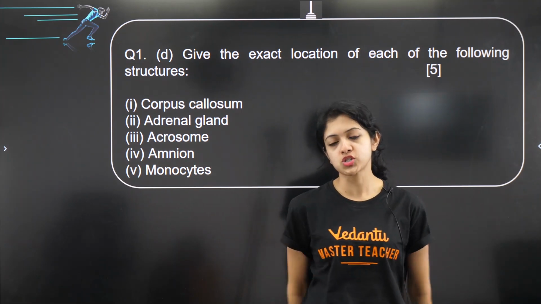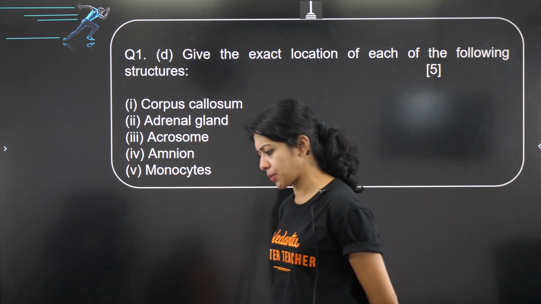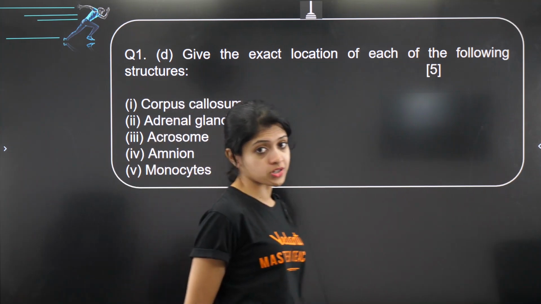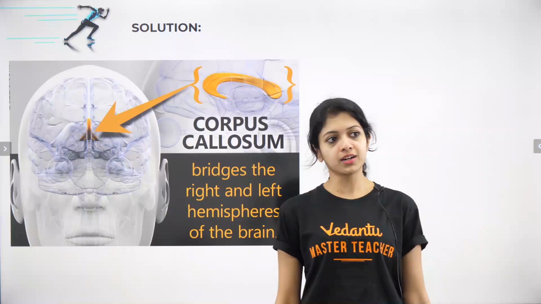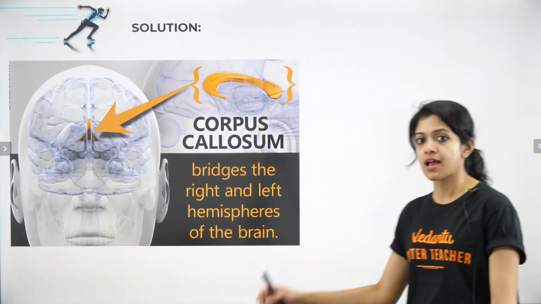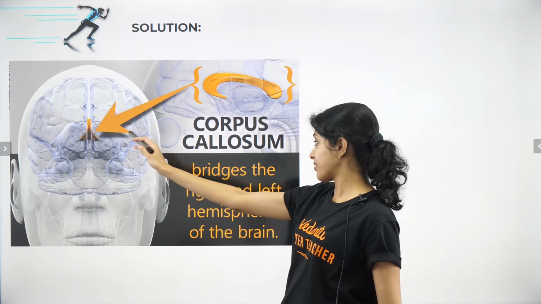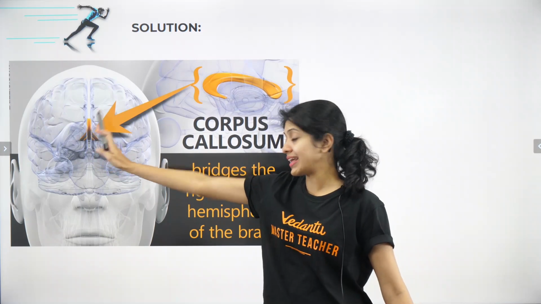Corpus callosum, first one. What comes to your mind when you think of the word corpus callosum? Where do you think it is? Yes, beyond doubt, I'm sure all of you have said the answer as the brain. This is the bundle of fibers which would bridge the right and left hemispheres of the brain. So you would find it right there.